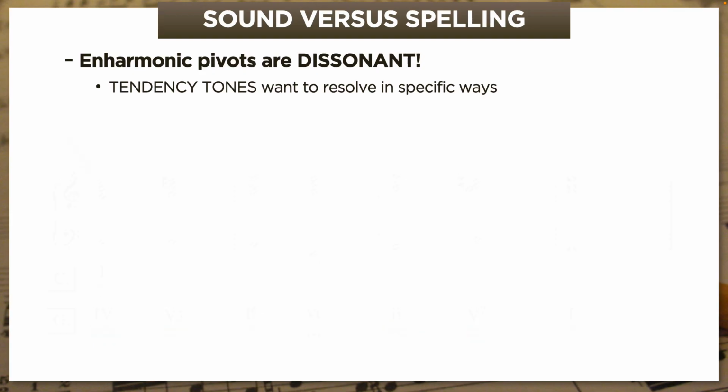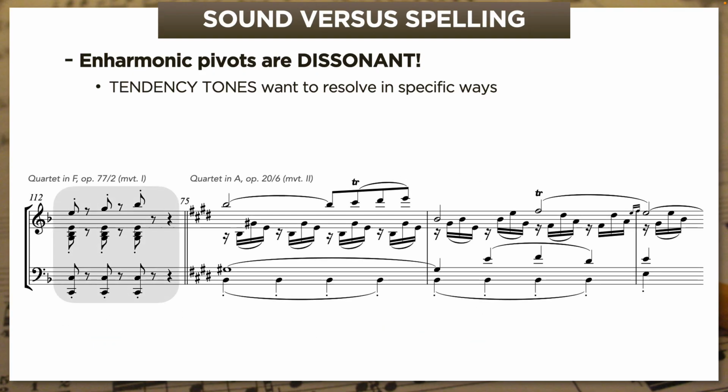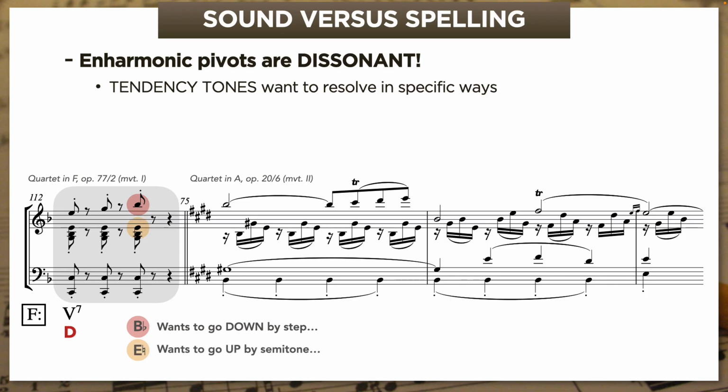Compare that to Mozart's pivot chord in the gray block here. It sounds like a dominant seventh, which means it has 2 notes that demand specific resolutions. A chordal seventh that wants to go down by step, and a leading tone that wants to go up by semitone. But that's not what happens.